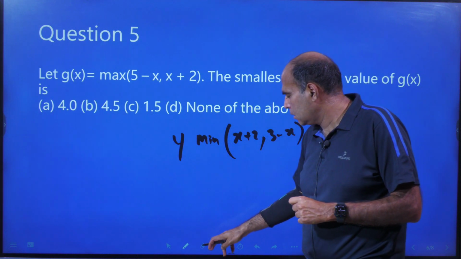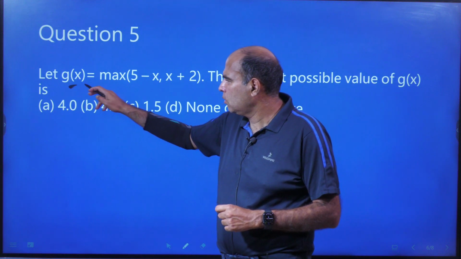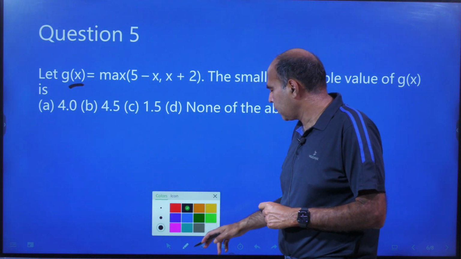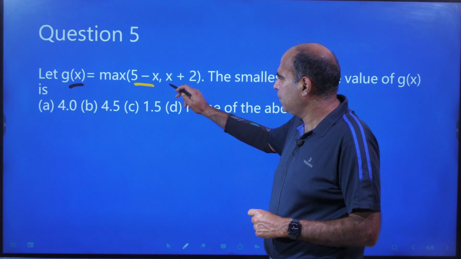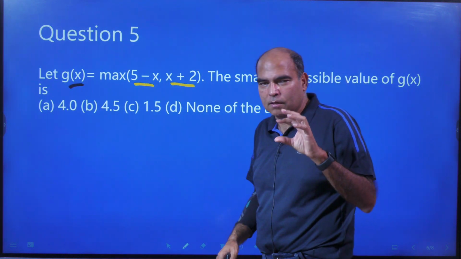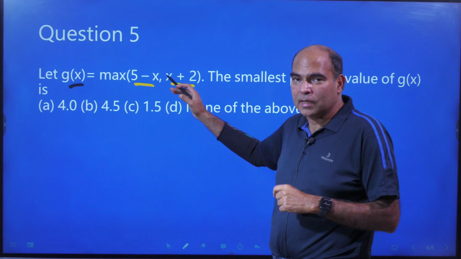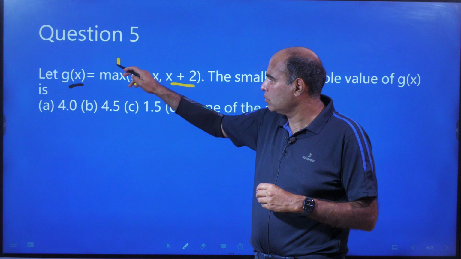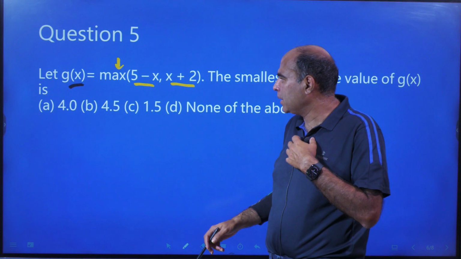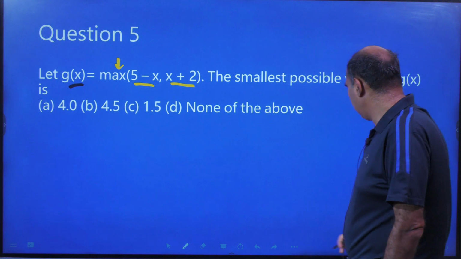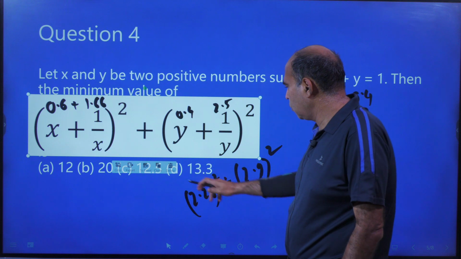In this question, what's happening? The function g(x), what is it doing? It is testing the value for two expressions, 5 minus x and x plus 2. Both of them are straight lines, and taking the maximum of those two. It is not taking the minimum now. So, which basically means that if I visualize, let me just clean this board.